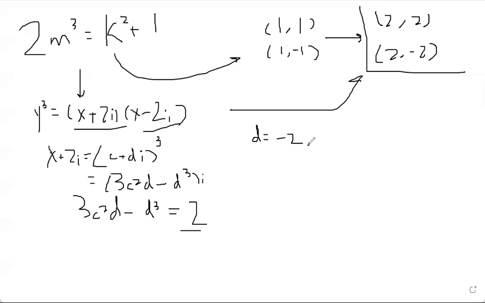Let's just write these out. So we have that 2 is not possible. Take a big X. What about 1? 3c squared minus 1 is equal to 2. 3c squared equals 3. So 1 does have solutions. c is equal to plus or minus 1. What about negative 1? Negative 3c squared plus 1 equals 2, so negative 3c squared is equal to 1. Sadly, 1 is not a multiple of negative 3, so this is not going to be possible.